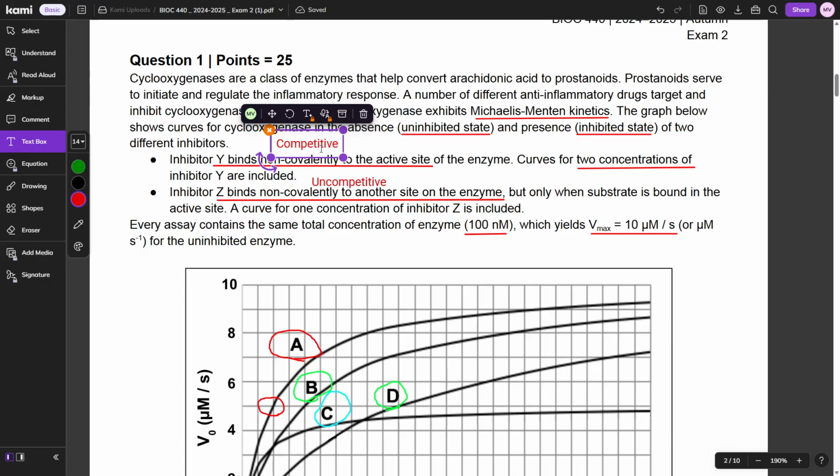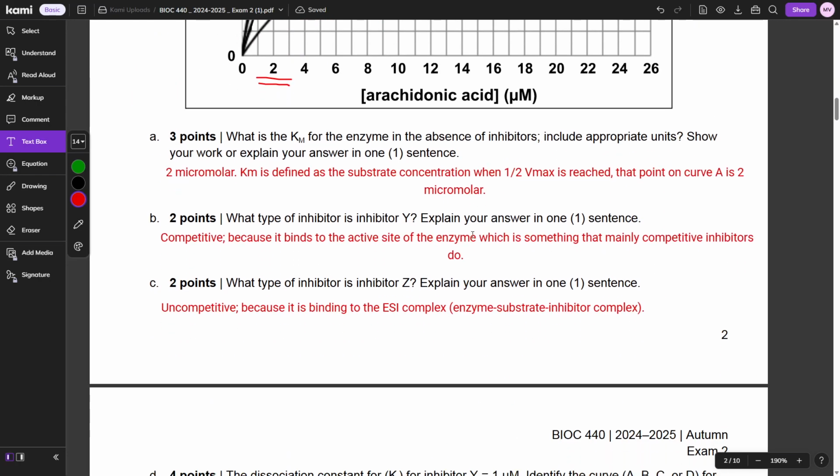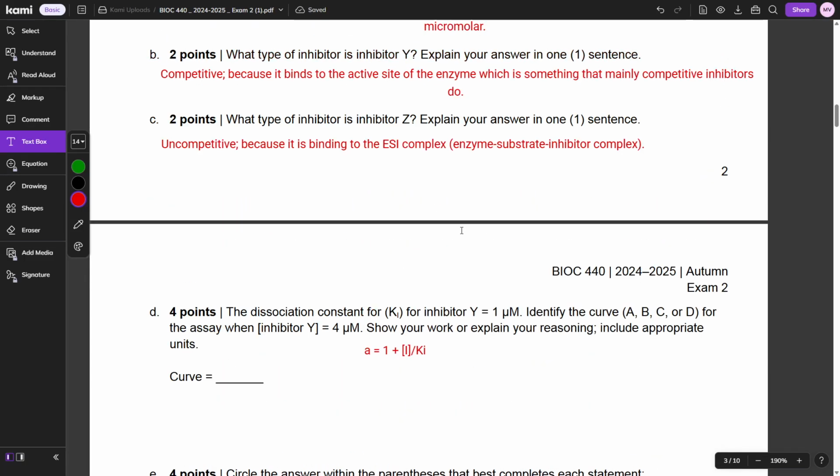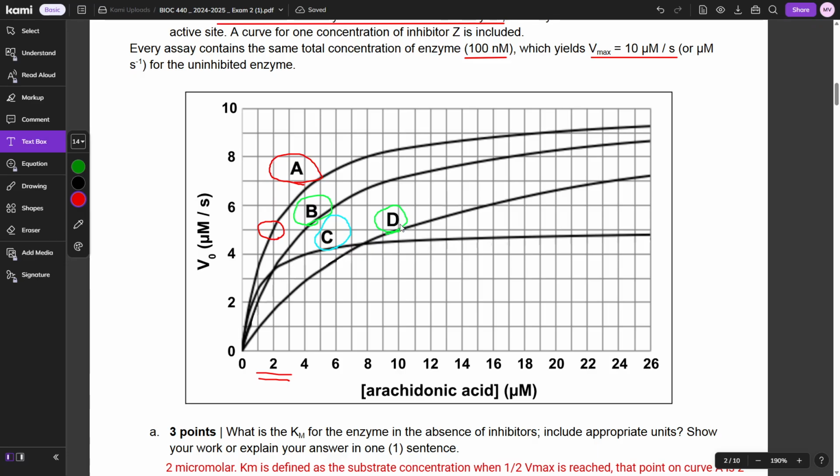So I should expect to see an increase in Km by a factor of alpha. If I was looking at the uncompetitive, I'd expect to see a decrease in Km and Vmax by a factor of alpha, but I'm looking at the competitive inhibitor here. So I'm looking for an increase in Km. Whatever this alpha value is, it's going to be multiplied by the wild type Km to give me the new Km of this inhibited enzyme with Y, and I have to match that to either B or D, because B and D are my competitive inhibitors. Does that make sense?